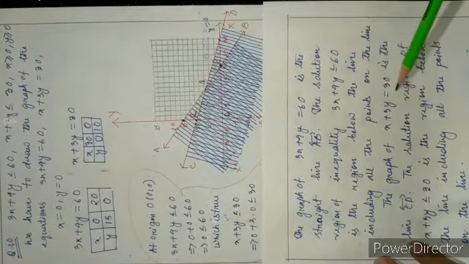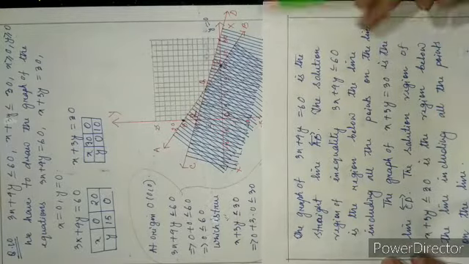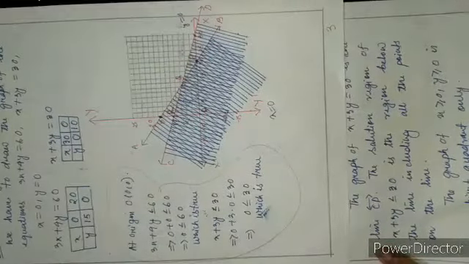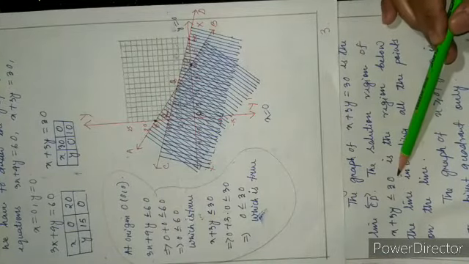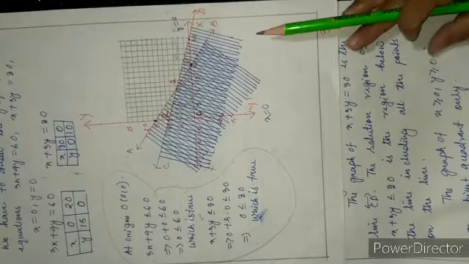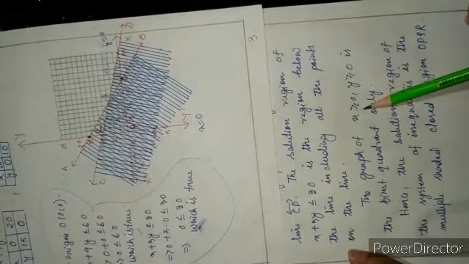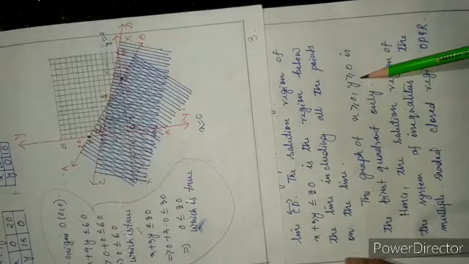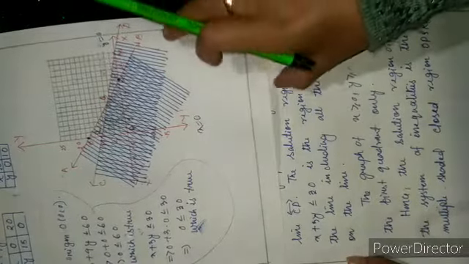The graph of the second equation, x plus 3y equals 30, is the line CD. The solution region of the inequality x plus 3y less than or equal to 30 is the region below the line, including all the points on the line. The graph of x greater than or equal to 0 and y greater than or equal to 0 is the first quadrant only.